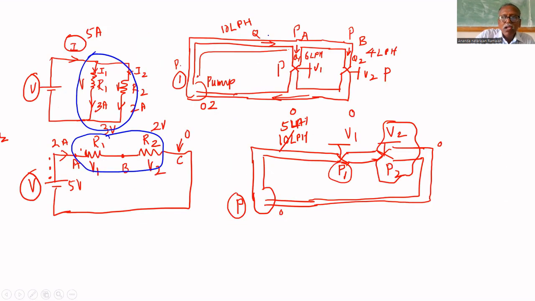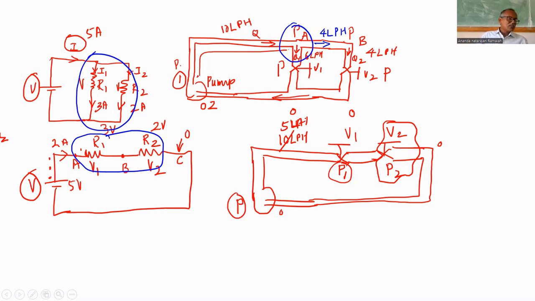Again, we will come here. Here, 10 liters per hour is flowing through that. Here, 6 liters per hour. Here, what is the flow rate? 4 liters per hour. This is the junction. What is the incoming flow rate? 10 liters per hour. Outgoing flow rate? 4 liters and 6 liters.